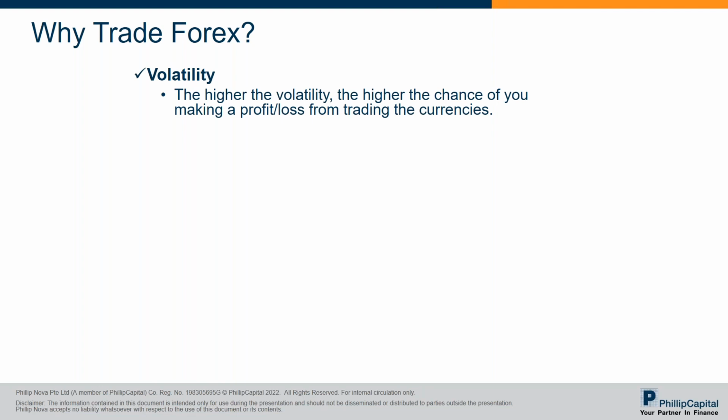Okay, so what are some of the reasons that forex trading is so popular? The first reason is the volatility. The higher the volatility, the higher the chance of you making a profit or loss from trading currencies. Imagine you're buying into something where the price barely even moves. Essentially there won't be any incentive for you to start trading the product, because the price doesn't move, so there is very little chance for you to make money out of the price movement. So the forex market is good in the sense that it has very high volatility.